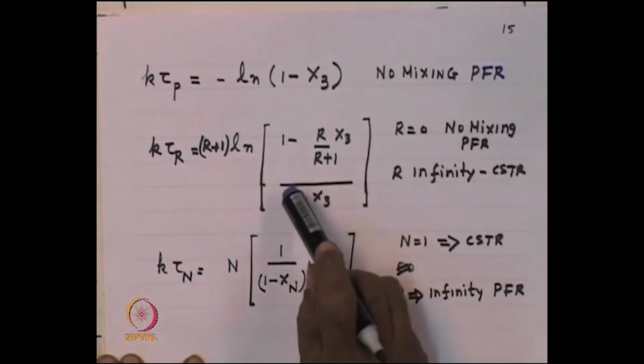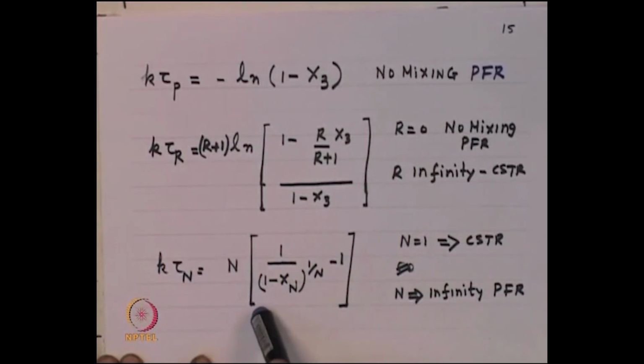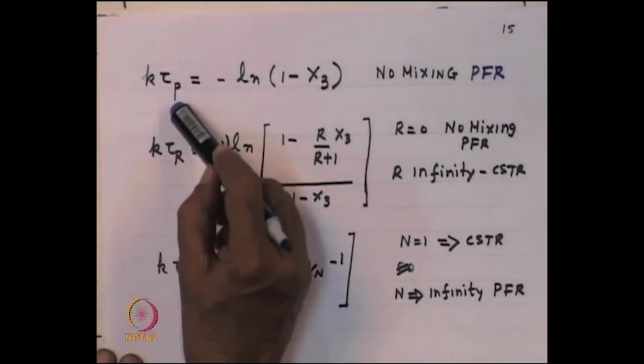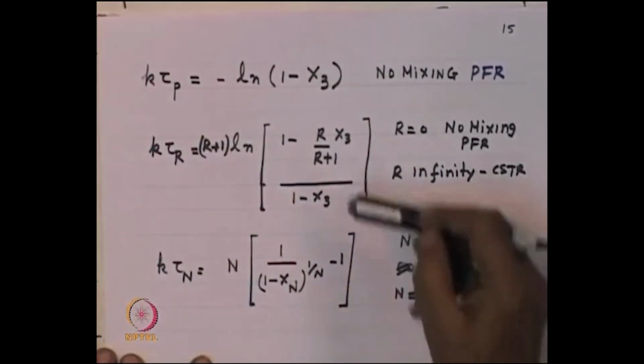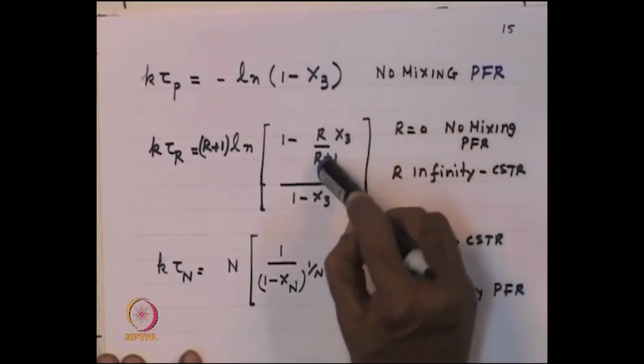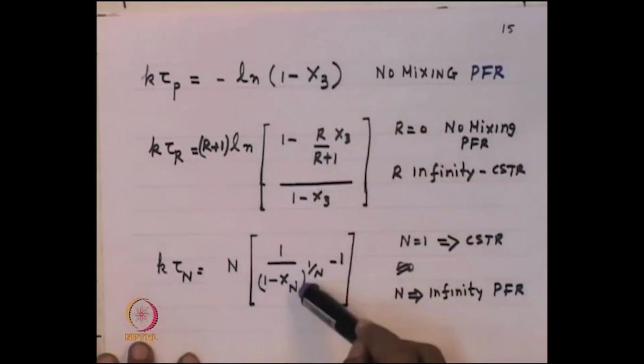You have the case of a recycled reactor with R as the recycle ratio. Here is the case of an n tank sequence, where K tau n is the parameter; K tau r is the parameter here, K tau p is the parameter here. Now, what has changed from here to here? What has changed is that it is a recycle; we have put in a recycle.